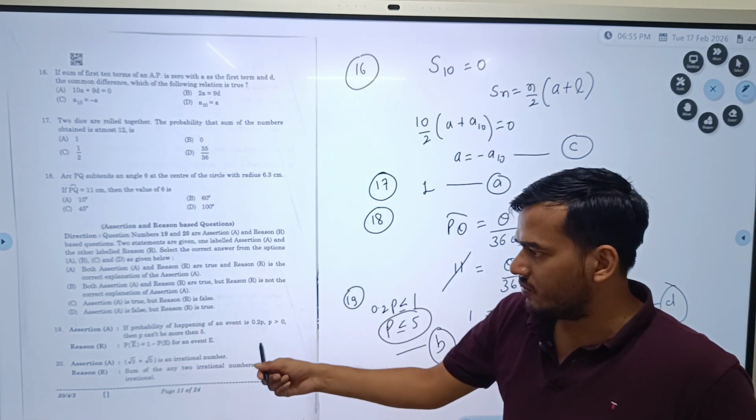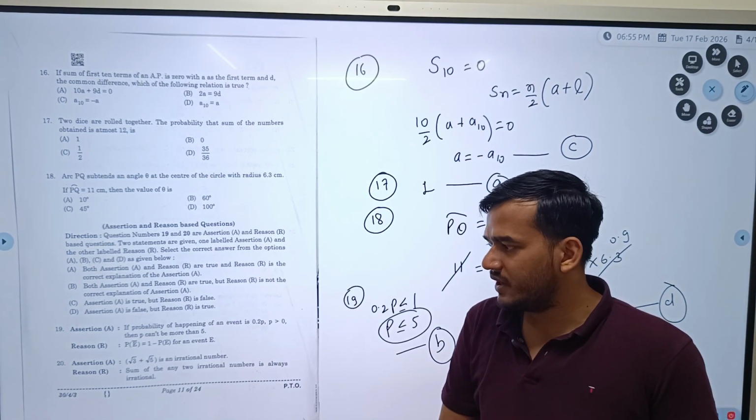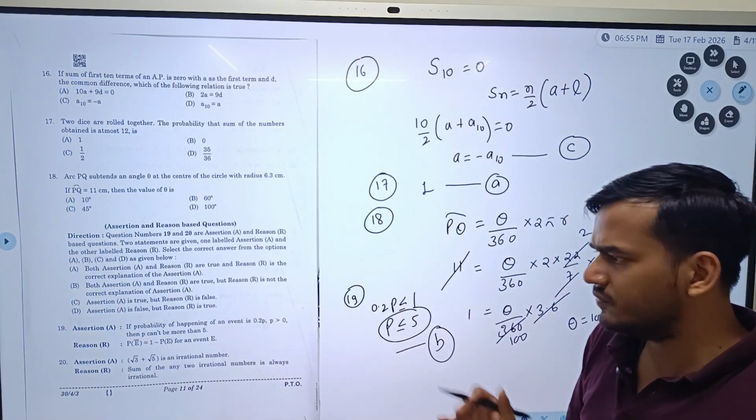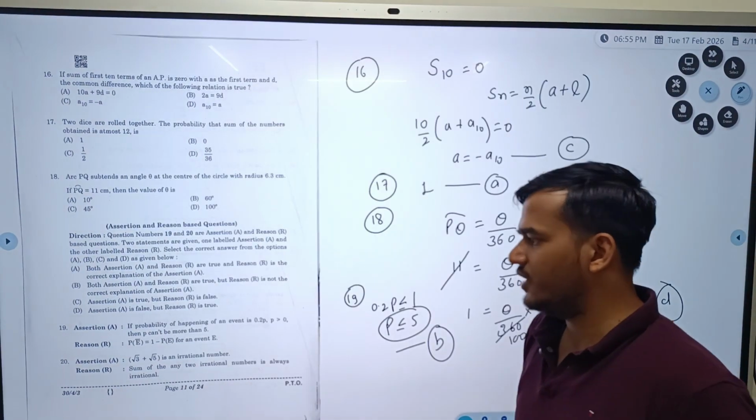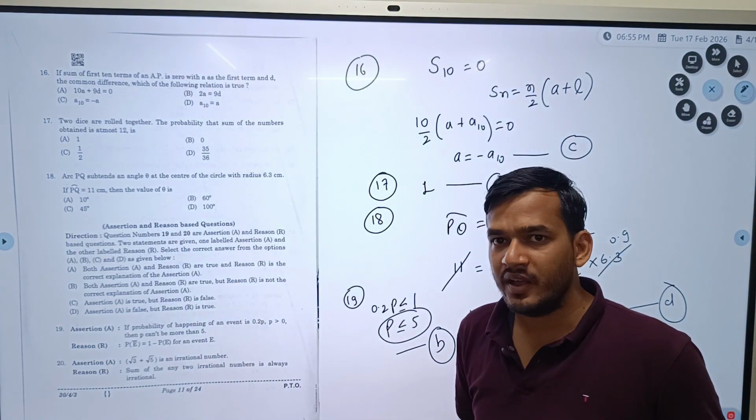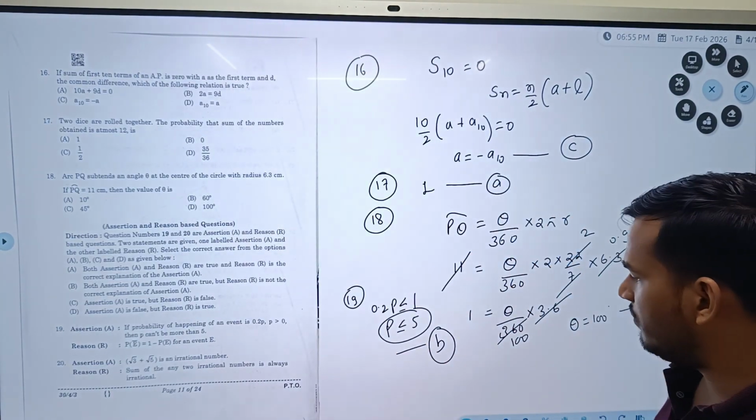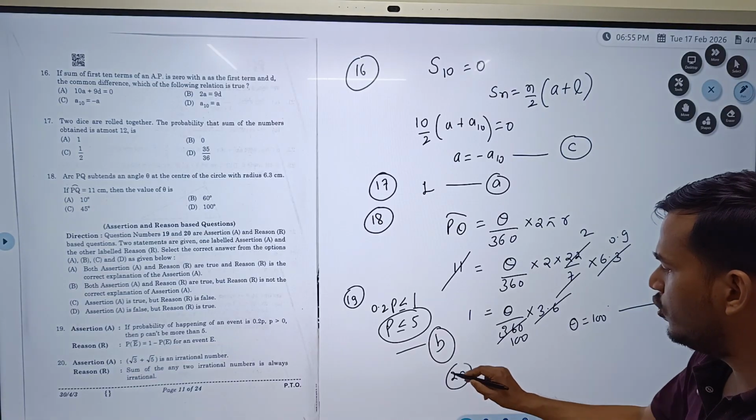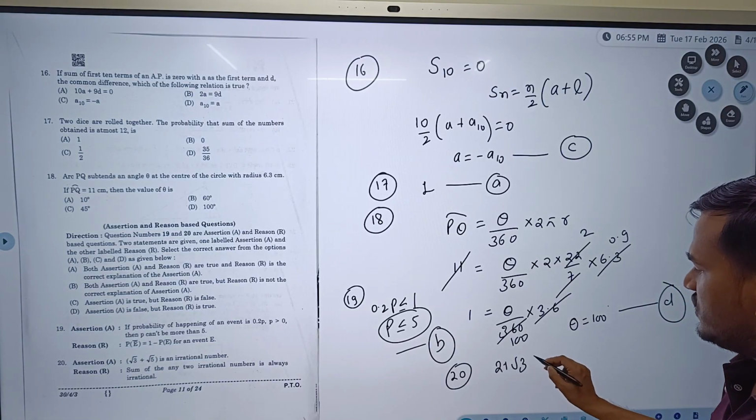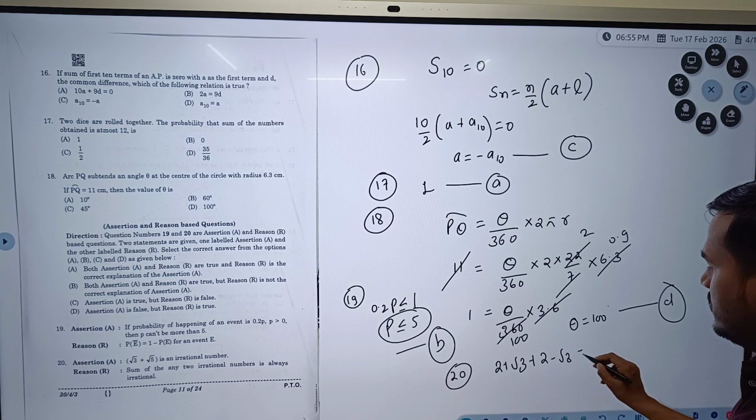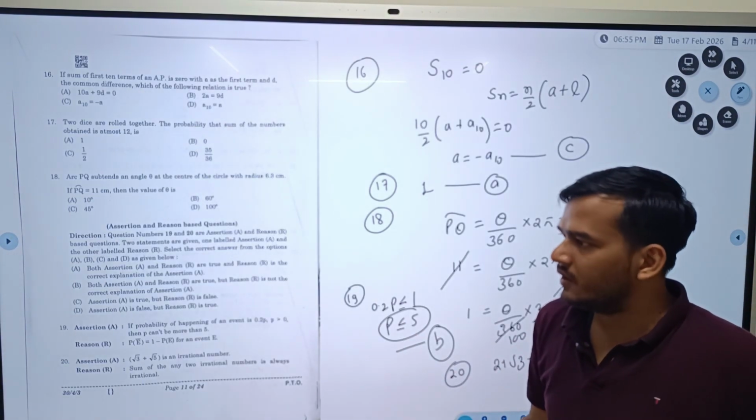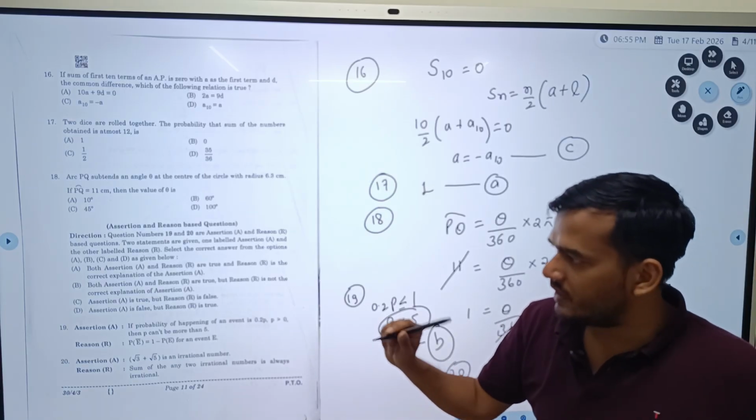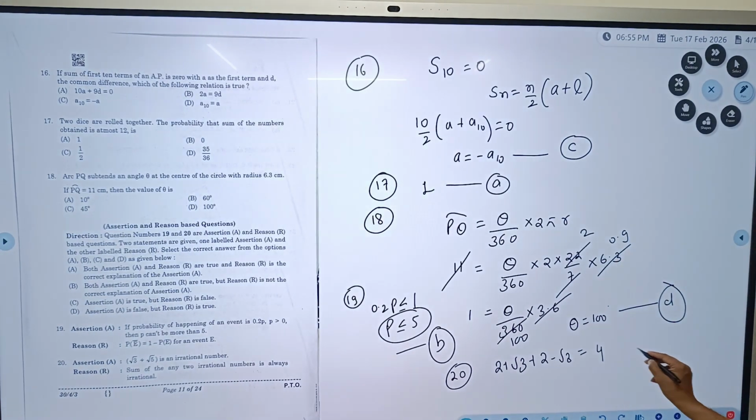Now coming to question number 20, root 3 plus root 5 is an irrational number. Yes, that is true. And the reason, sum of any two irrational numbers is always irrational. That is incorrect. Because suppose you take the irrational numbers as 2 plus root 3 and 2 minus root 3, so their sum is 4. That is not an irrational number. So we can say that reason is false. So that means assertion is true and reason is false. 20 is option C.